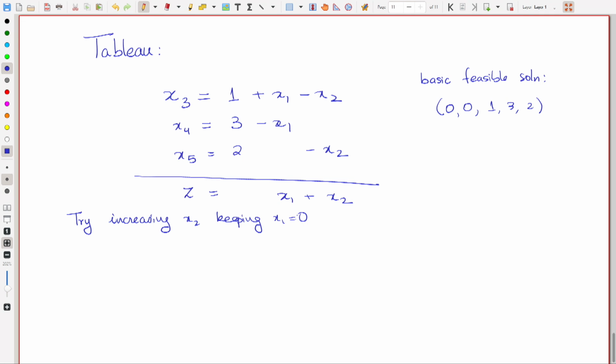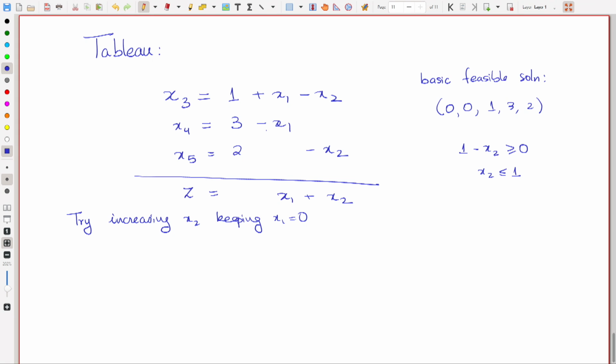I am keeping x1 equal to 0, and what are the other constraints? The constraints are x3, x4 and x5 should all be greater than or equal to 0. If you look at this first equation, we want x3 to be greater than or equal to 0, x1 is 0 and we are increasing x2. So, this first equation gives 1 minus x2 should be greater than or equal to 0, which means that x2 should be less than or equal to 1.